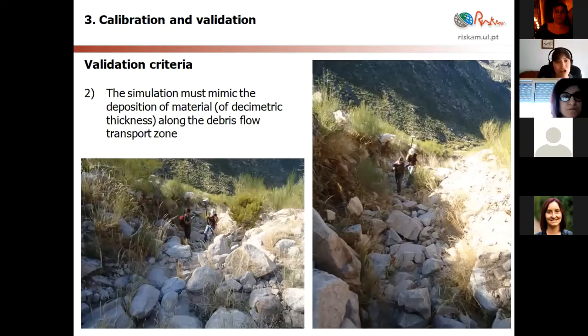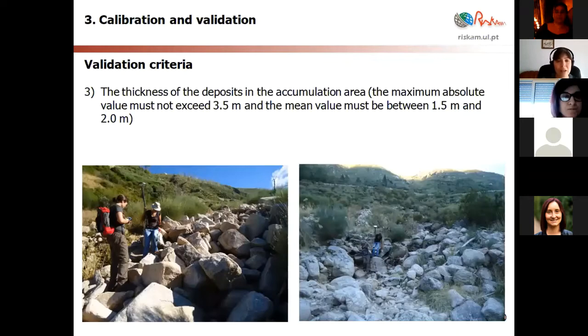Then, the simulation must mimic the deposition of the material that has decimetric thickness along the debris flow transport zone. And the third criterion is that the thickness of the deposits in the accumulation area must not exceed 3.5 meters, and the mean value must be between 1.5 meters and 2 meters, because this was what we saw during the field surveying.